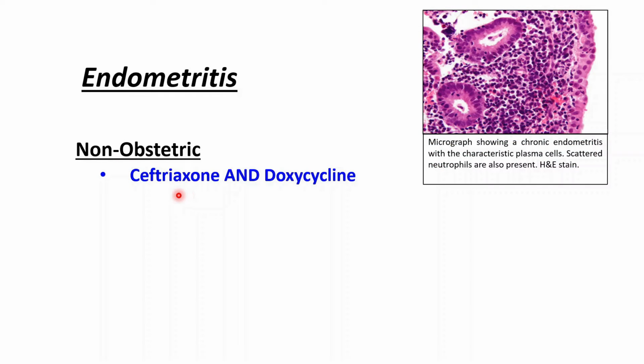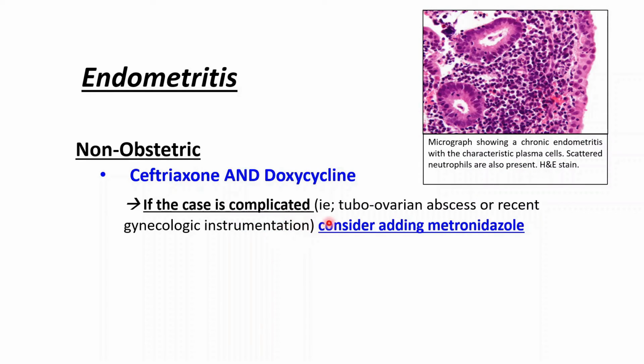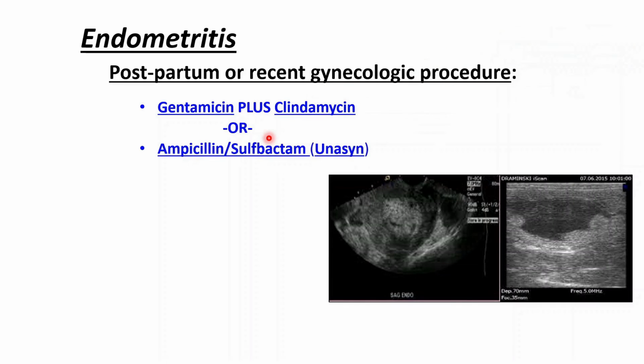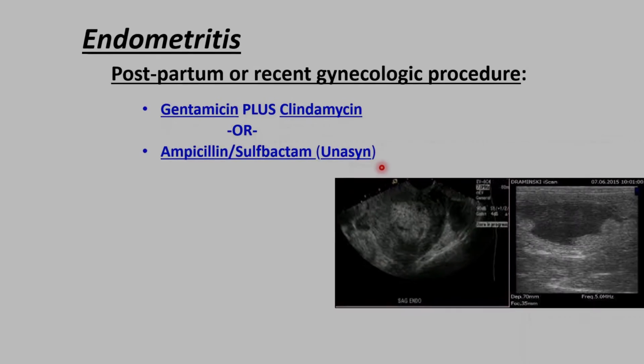Non-obstetric endometritis. Clinicians can consider prescribing ceftriaxone and doxycycline. If the case is complicated, again, if there's a tubo-ovarian abscess or recent gynecologic instrumentation procedure, consider adding metronidazole. Postpartum or recent gynecologic procedure, clinicians could prescribe gentamicin plus clindamycin or, alternatively, ampicillin and sulbactam, also known as Unasyn.